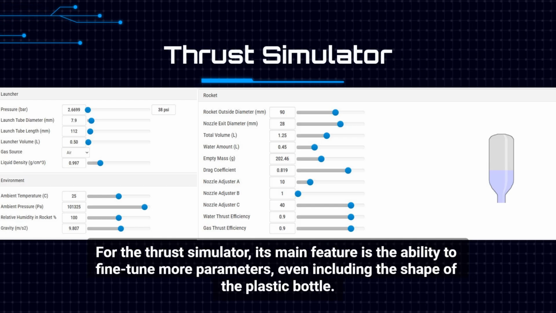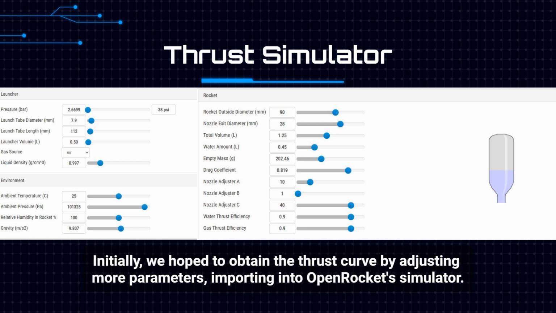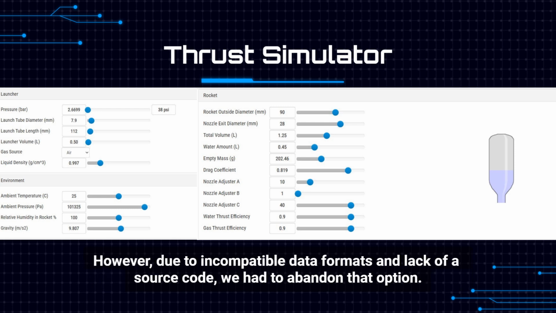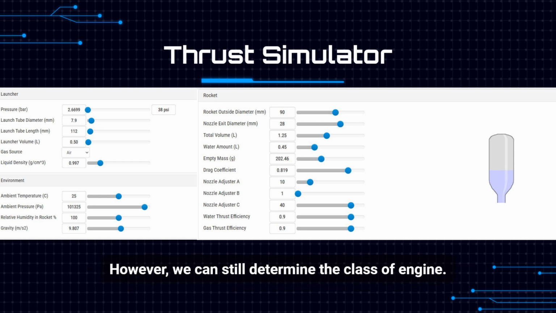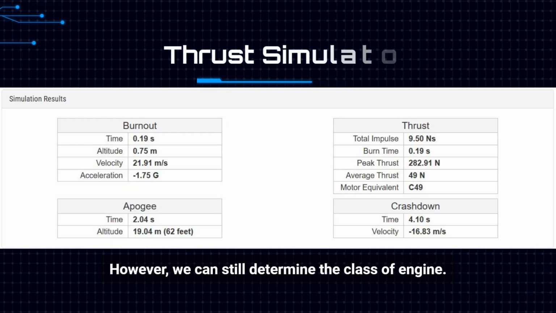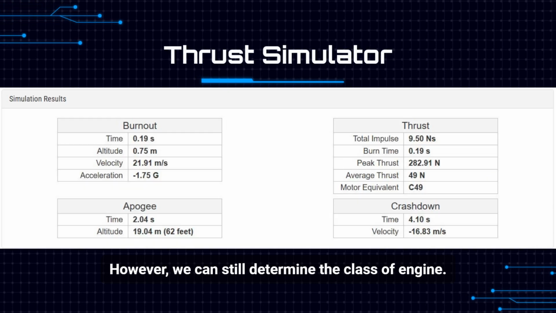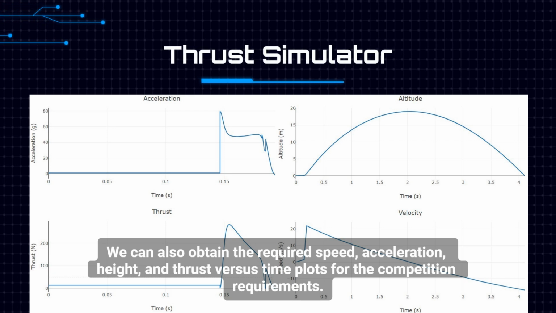For the thrust simulator, its main feature is the ability to fine-tune more parameters, even including the shape of the plastic bottle. Initially, we hoped to obtain the thrust curve by adjusting more parameters, importing into OpenRocket's simulator. However, due to incompatible data formats and lack of a source code, we had to abandon that option. However, we can still determine the class of engine. We can also obtain the required speed, acceleration, height, and thrust versus time plots for the competition requirements.